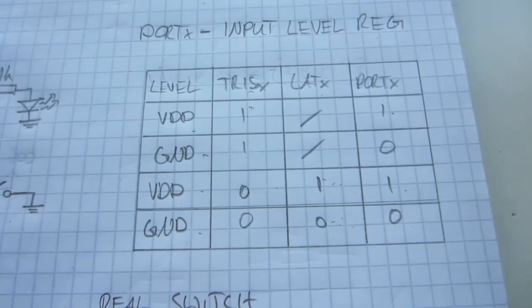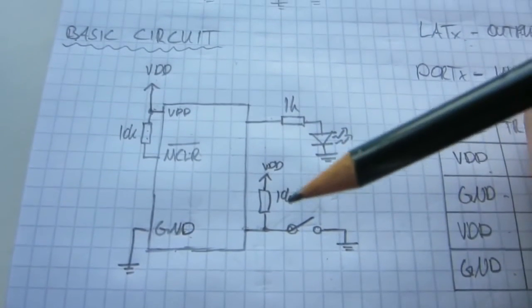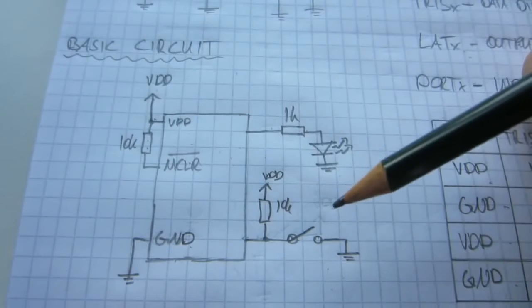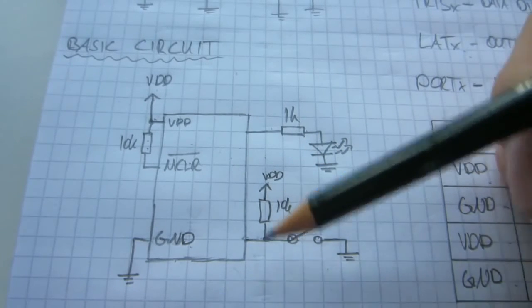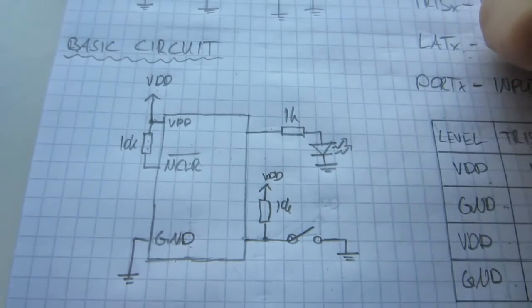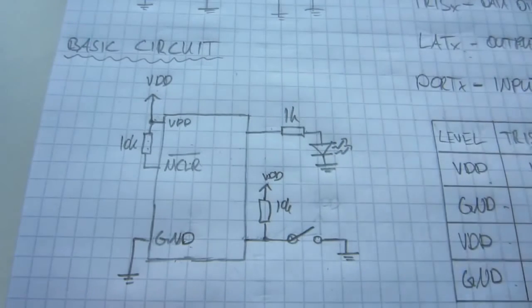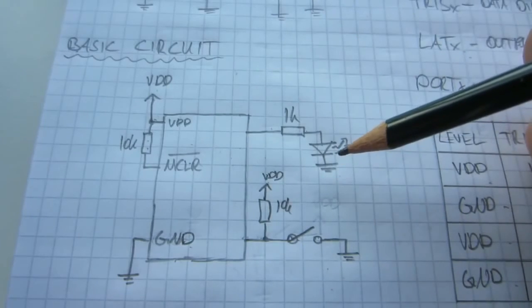Now, when you connect a switch to the microcontroller, in this schematic it looks very simple, but it isn't actually that simple in real life. It's not that simple just putting a switch on the pin and assuming that there's going to be a clear transition from a high level to a low level.